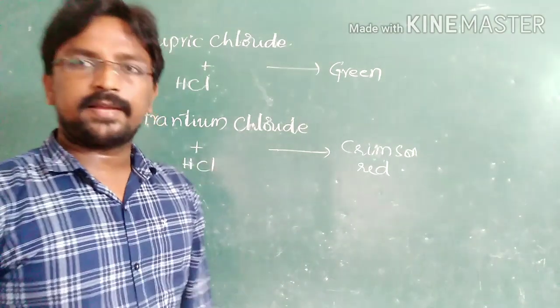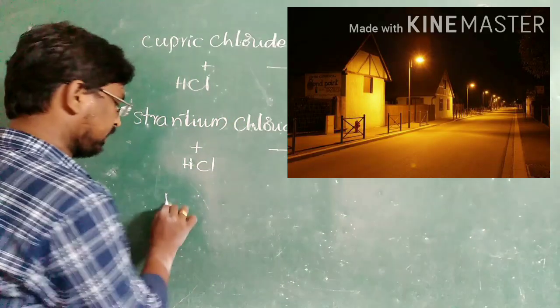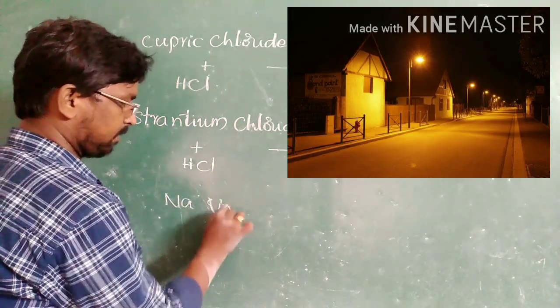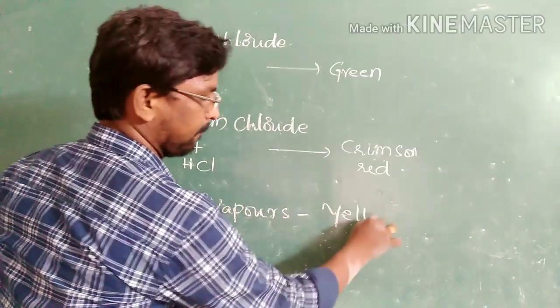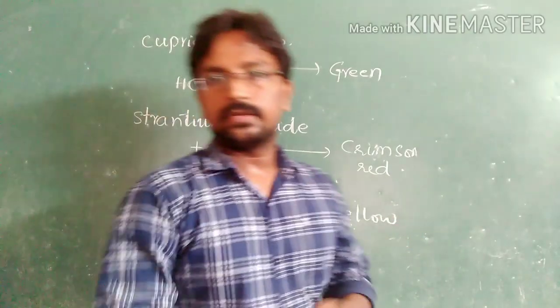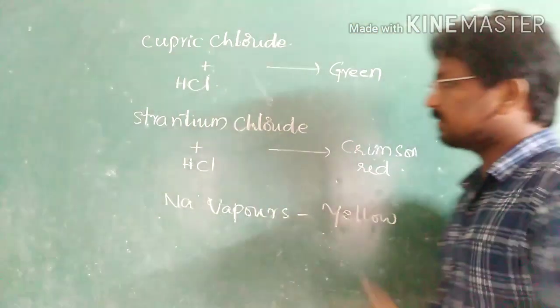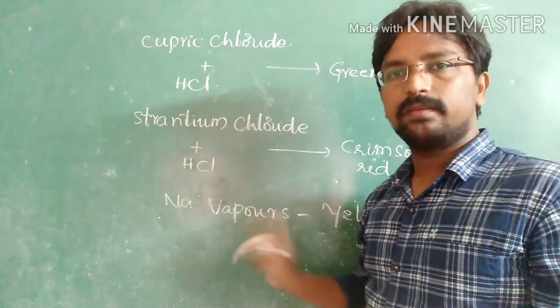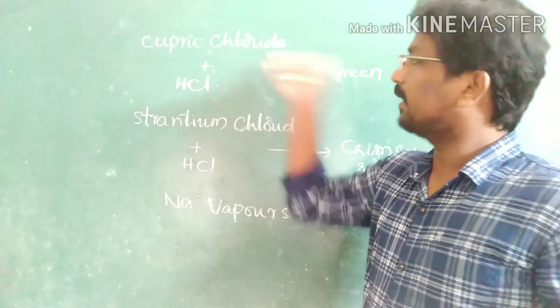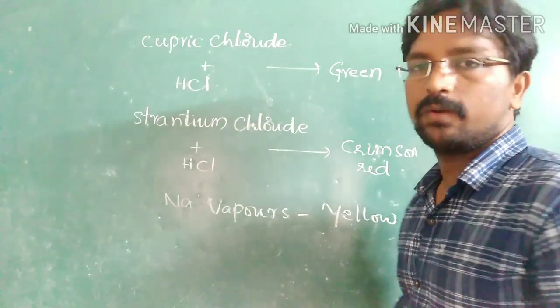And in our daily life, street lights produce yellow light because of sodium vapors. Sodium vapors produce yellow light. So there are some differences here. Each element produces different colors: cupric chloride gives green, strontium gives crimson, and sodium gives yellow.